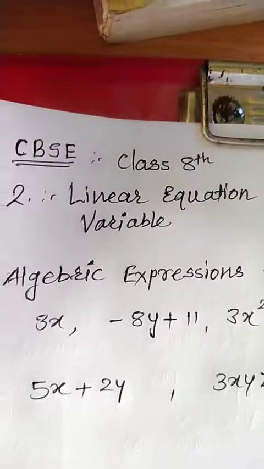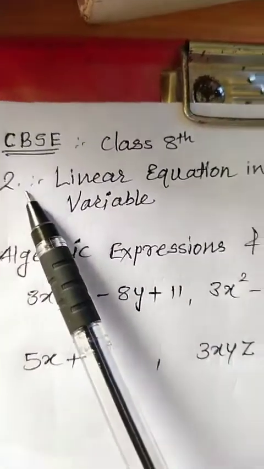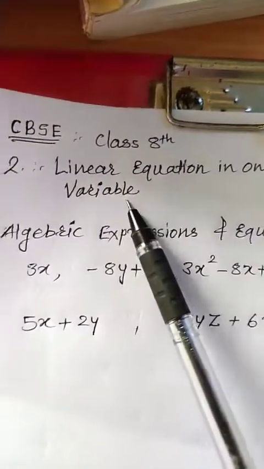So this simple example, we can convert it into mathematical form using a variable, and that is called a linear equation in one variable. Let us take some examples here. Let us see the linear equation in one variable.